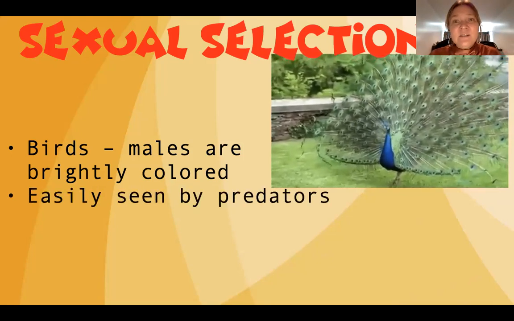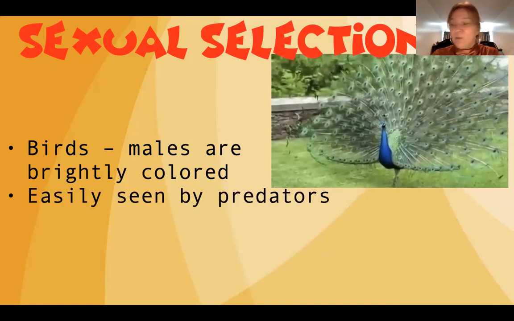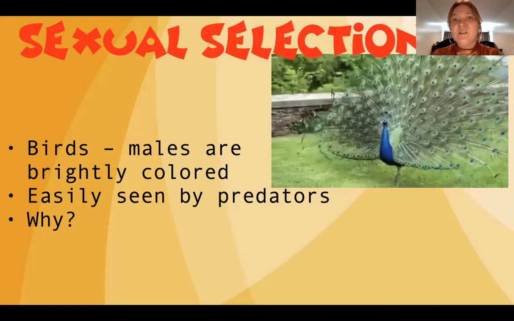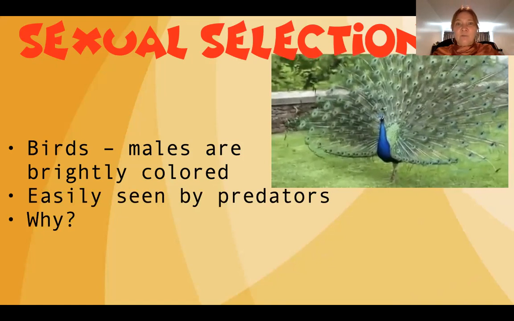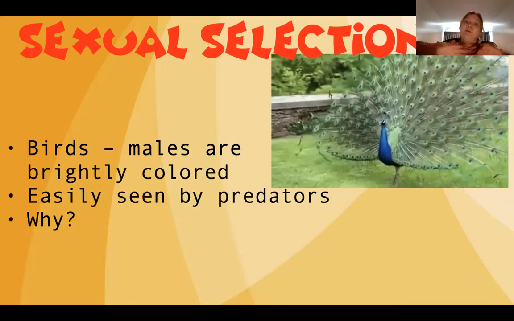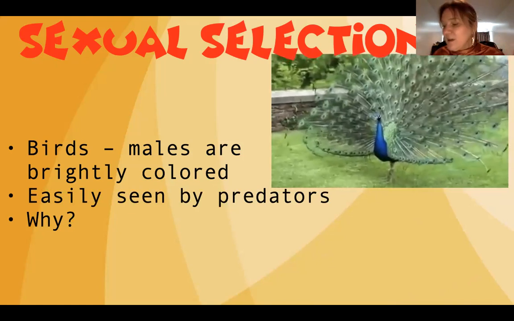So the downside of being this gorgeous is that you are very easily seen by predators. So the question is why? Why would natural selection allow this kind of adaptation where you have this bird that basically has a huge target on its back? This like, look at me, I'm right here. I've got all kinds of really shiny blues and greens and purples.